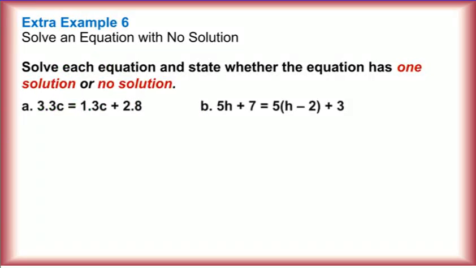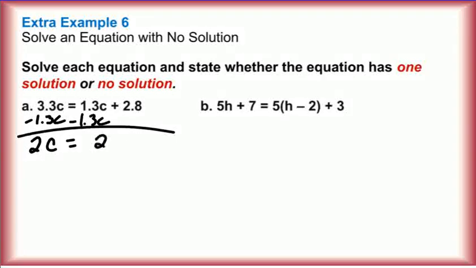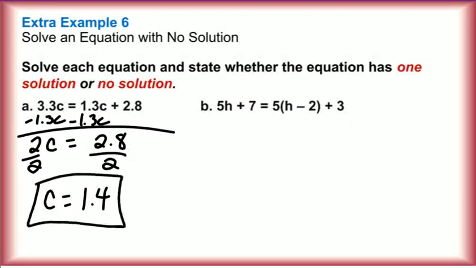Next, you get all the c's to one side, so I'm going to subtract 1.3c, and I'm left with 2c equaling 2.8. To get c by itself, I divide by 2, and I'm left with c equaling 1.4. Since I have one solution where c equals a number, there is one solution.